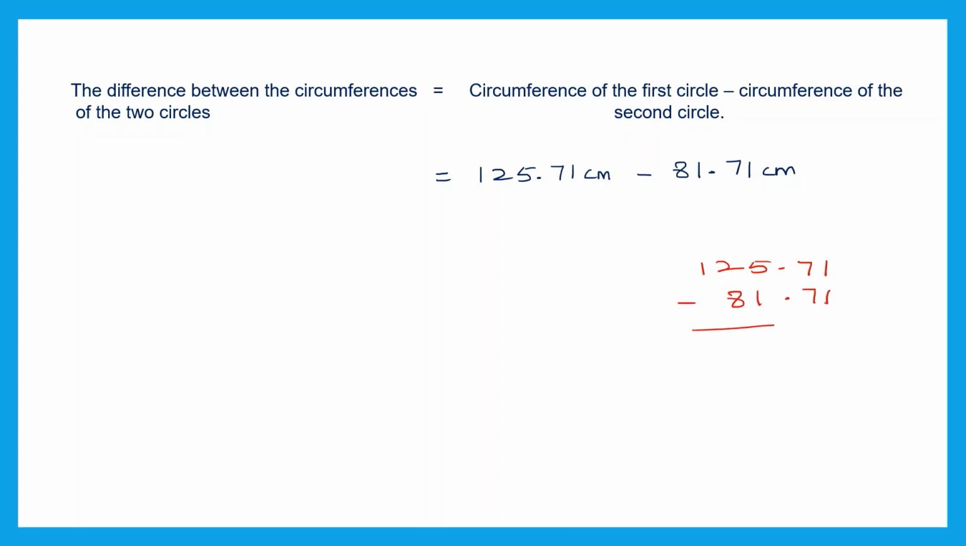81.71. So here it's 0 and 0, 5 minus 1 is 4. Then I need to borrow 12. 12 minus 8 is 4. So what do we get here? 44.0 or simply 44. So the difference between the two circumferences is 44 centimeters. So that is our final answer, 44 centimeters.